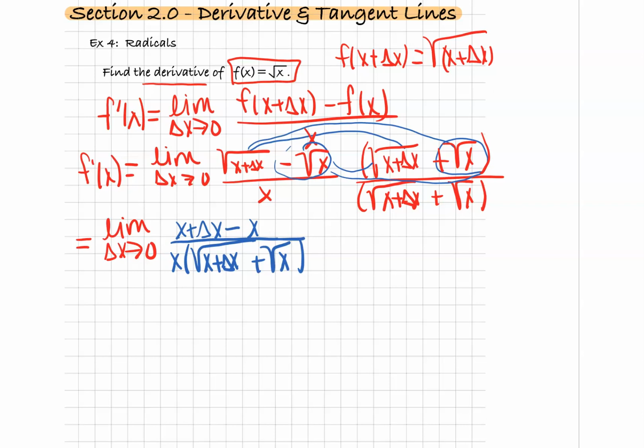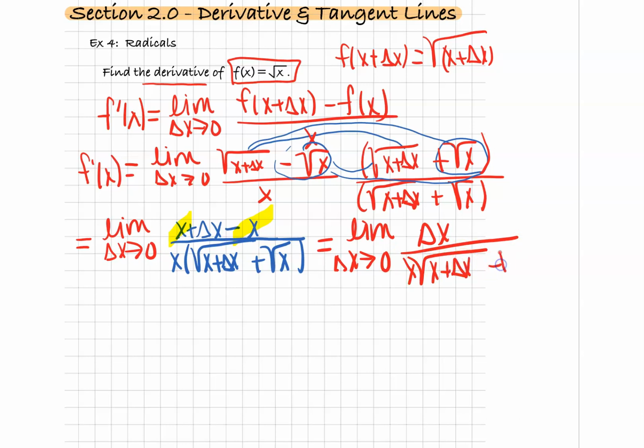Cleaning this up, we always say the f of x cancels. Look, that one is going to cancel with that one, just as we have been predicting. So that's my first check mark. I'm at least on the right path here. So I get the limit as delta x goes to 0 of delta x all over delta x times the square root of x plus delta x plus the square root of x. And then we see, I lost my delta x in the original.